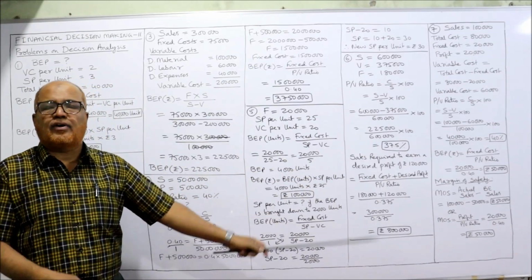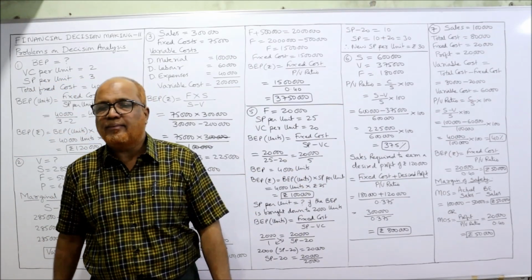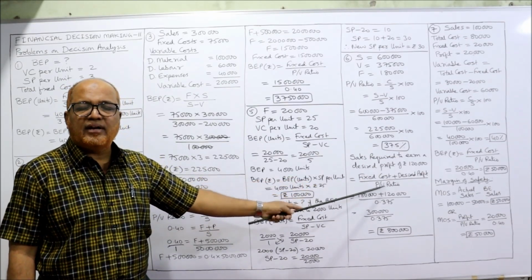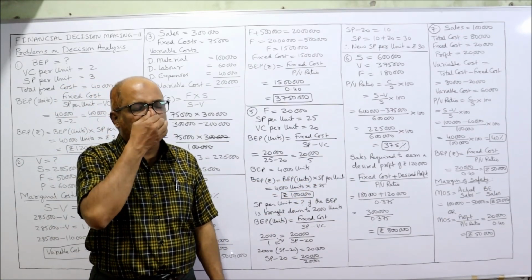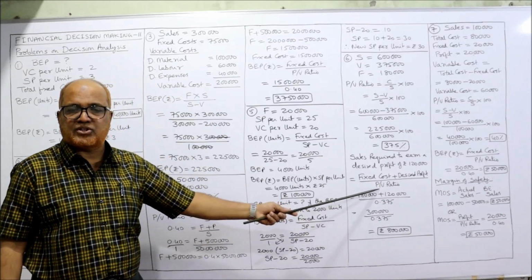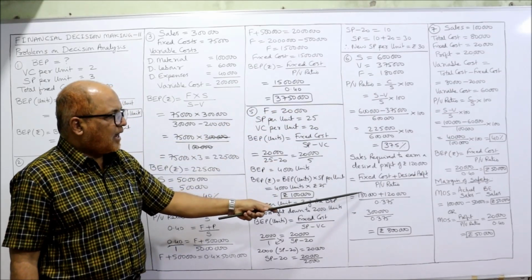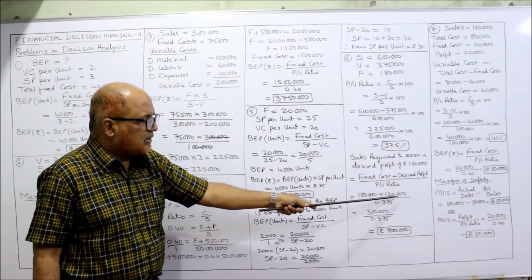First time we are applying the formula. So write it down immediately. Fixed cost plus desired profit divided by PV ratio. In the coming problems also, we come across this situation. Now fixed cost is 1,80,000 given and desired profit is 1,20,000.